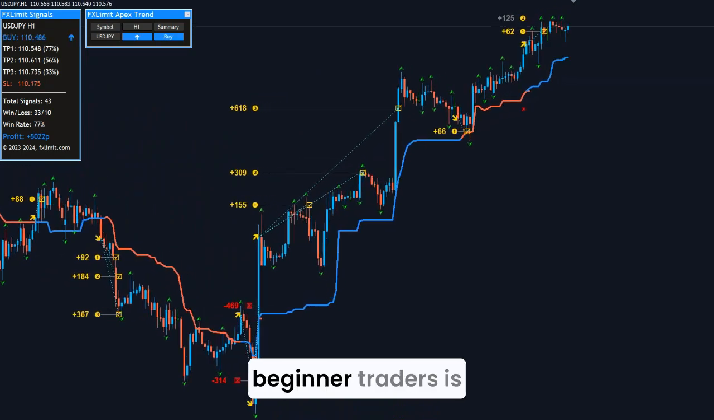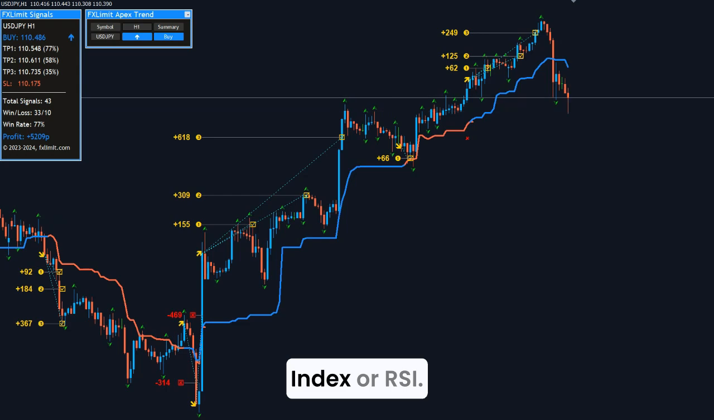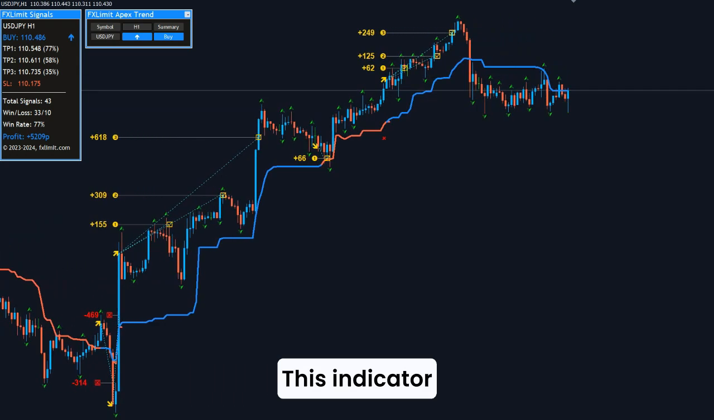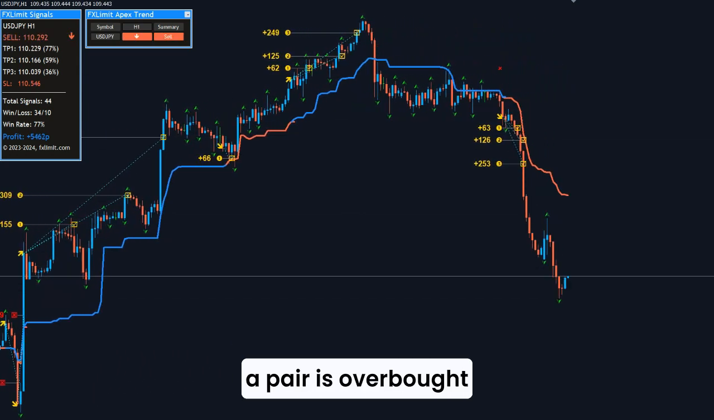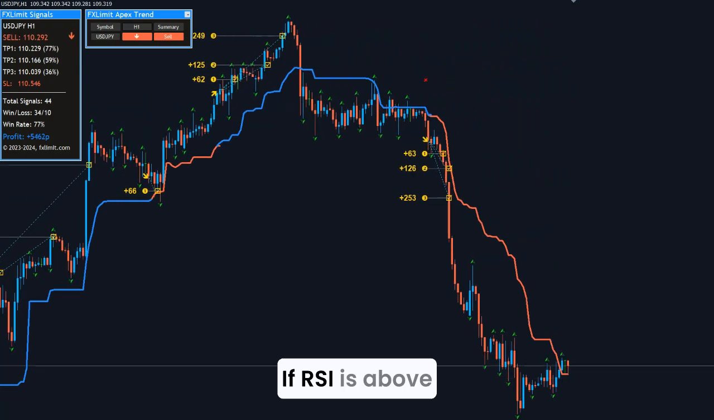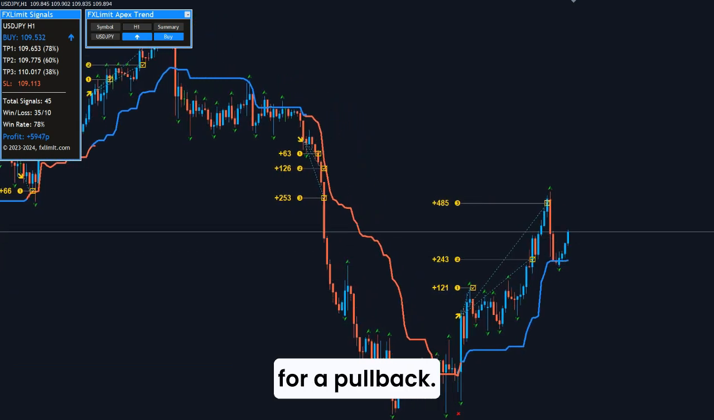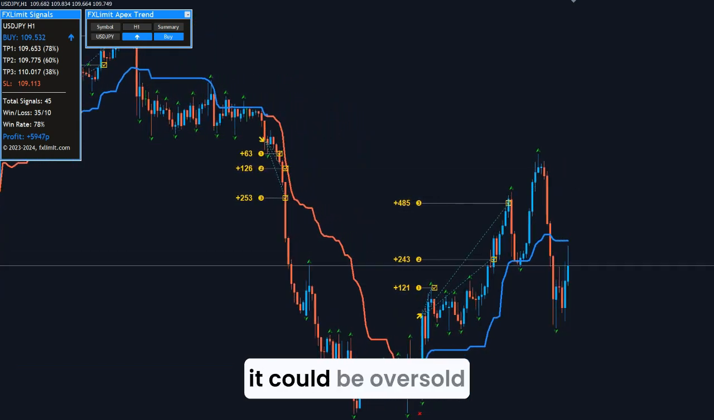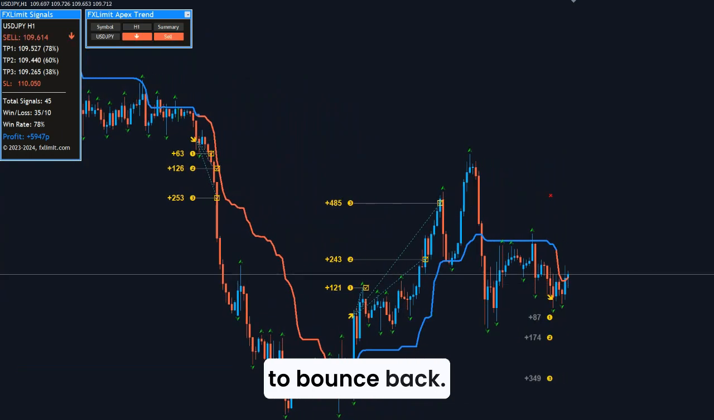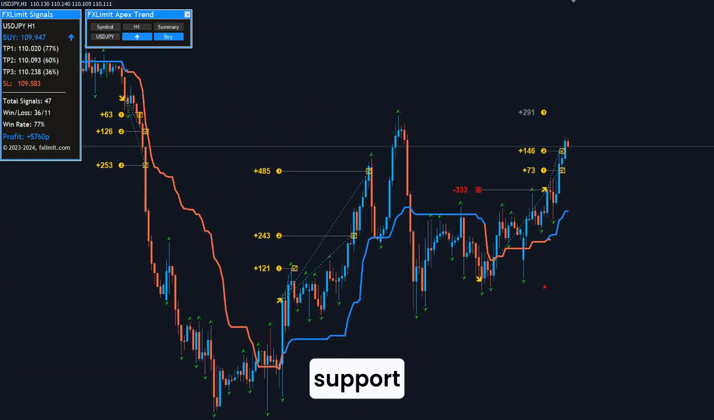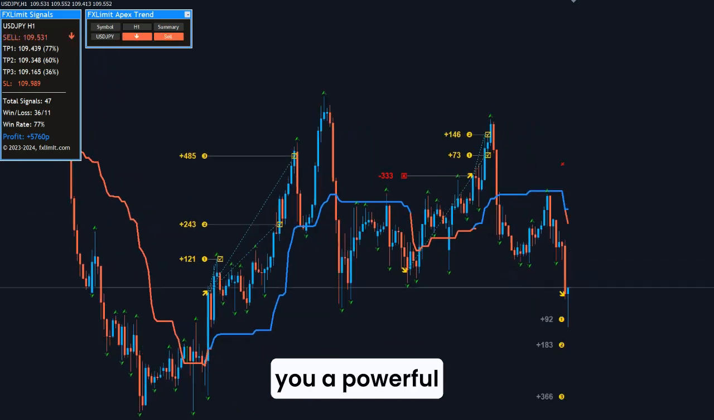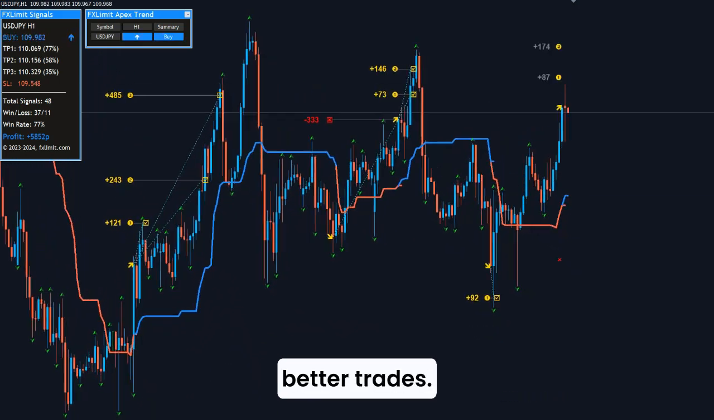Another favorite of beginner traders is the Relative Strength Index, or RSI. This indicator tells you whether a pair is overbought or oversold. If RSI is above 70, it might be overbought and due for a pullback. If it's below 30, it could be oversold and ready to bounce back. Pairing RSI with support and resistance gives you a powerful combo to find better trades.